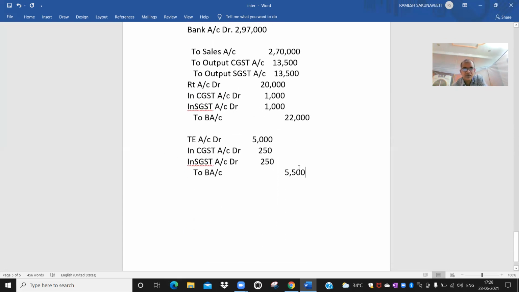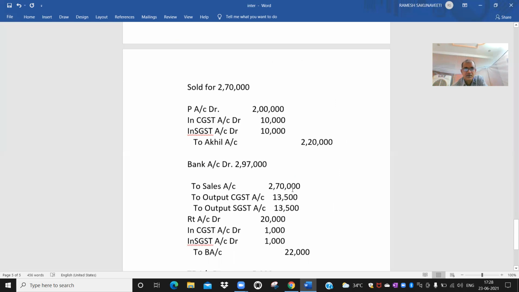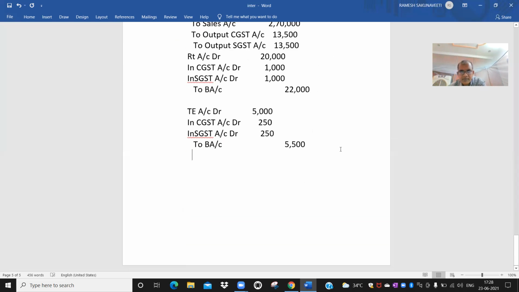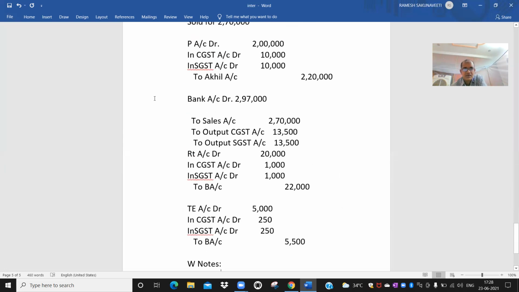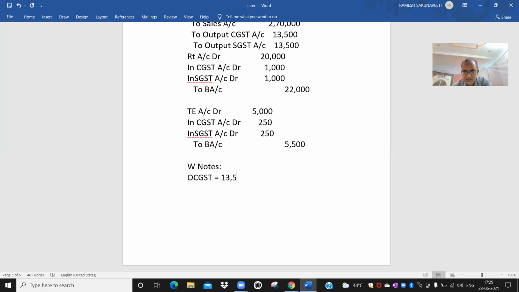Now, the working notes. In the previous problem, you can see the working notes, but it is not there, so we will do it. Working notes: total output CGST is equal to, output side total how much is there? 13,500. Similarly, output SGST is also equal to 13,500.